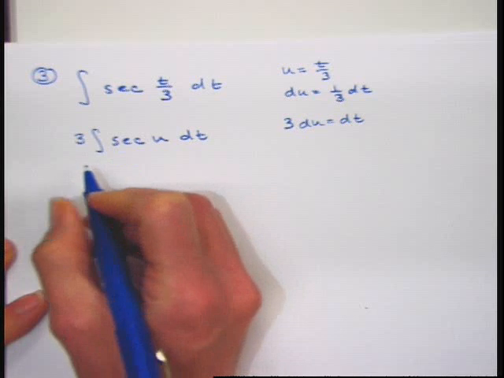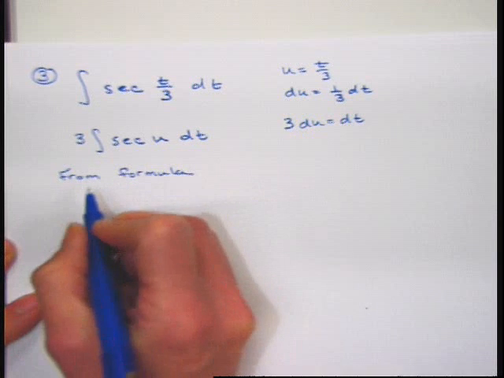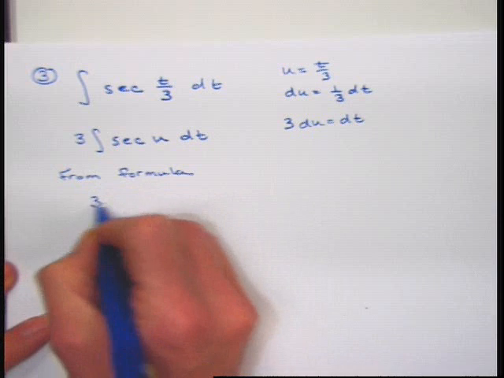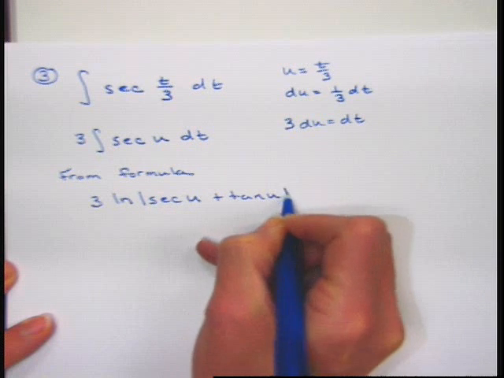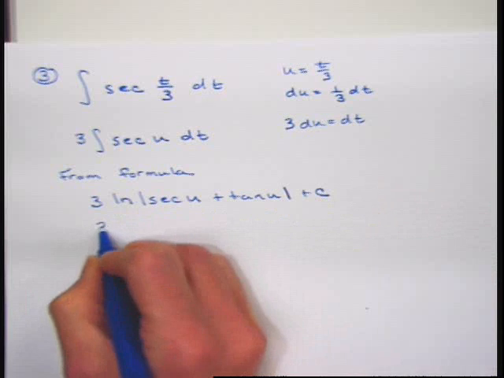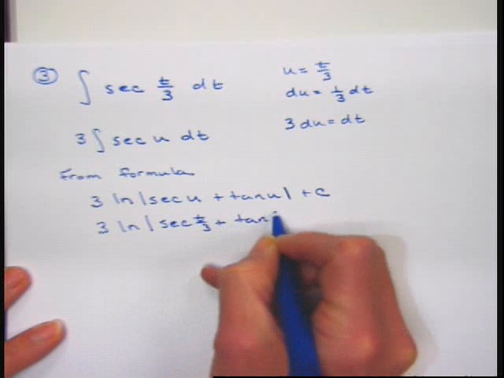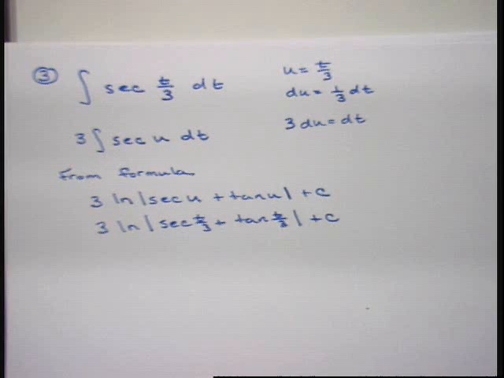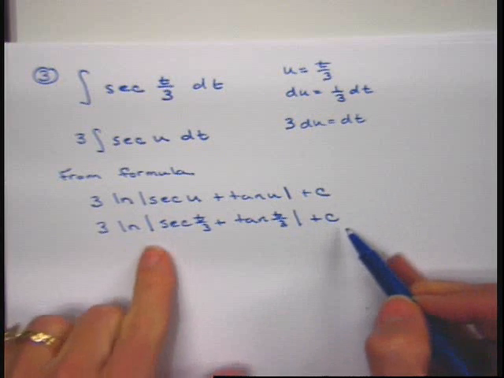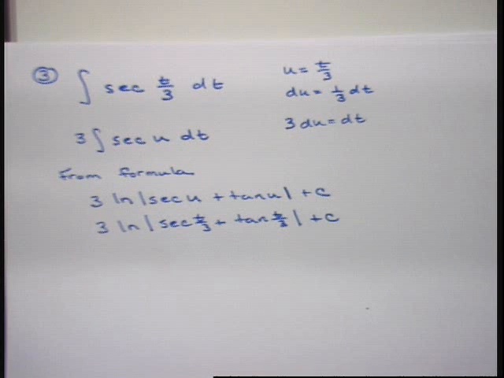And according to the formula sheet, the antiderivative of secant u is ln, so we'll have 3 ln, the absolute value of secant u plus tangent u plus c, which will be 3 ln absolute value secant t over 3 plus tangent t over 3 plus c. Which is really interesting to think that if you take the derivative of this, you're going to get back to just secant t over 3. Probably have to do a little work, but I promise it is. All right.